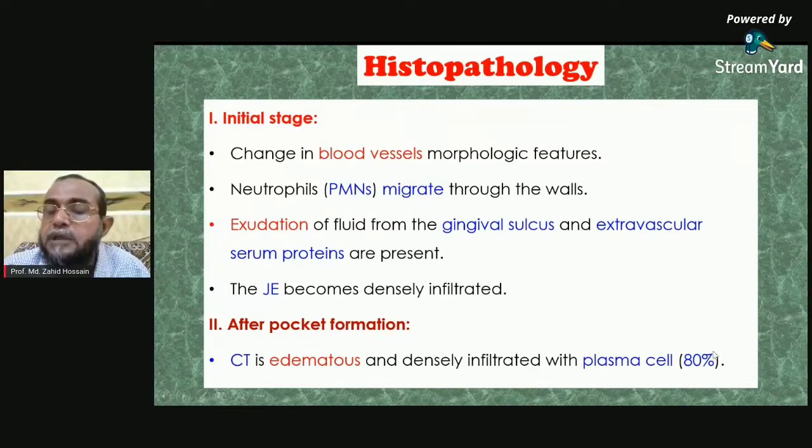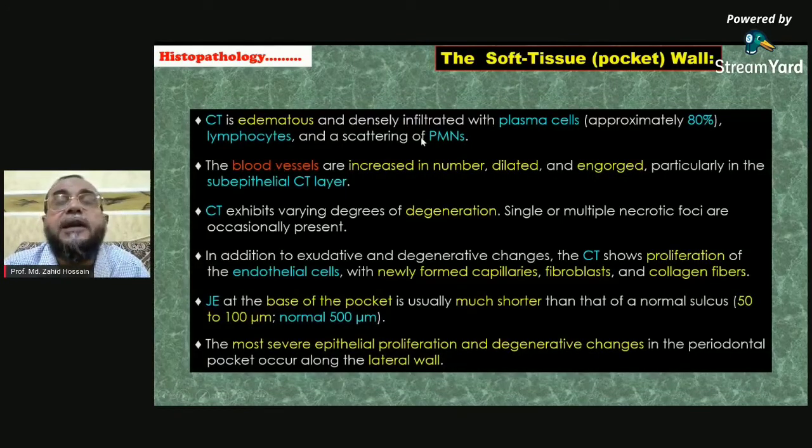For chronic cases, as the pocket is a chronic case, acute is gingivitis and pocket is chronic. So in a chronic case, you will find more lymphocytes, and plasma cells will be 80%. Connective tissue is also edematous and densely infiltrated with plasma cells, approximately 80%, as I told you, and lymphocytes, and scattering appears. In this case, polymorphonuclear neutrophils will be fewer. In gingivitis or the initial stage, you will find more and more PMNs. But in long-standing cases, you will find more lymphocytes and plasma cells, and neutrophils will be fewer. Altogether, macrophages you will also find.